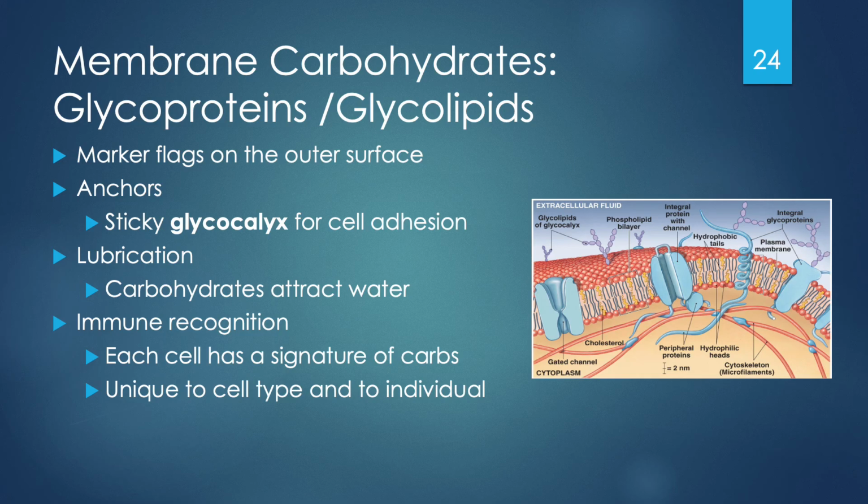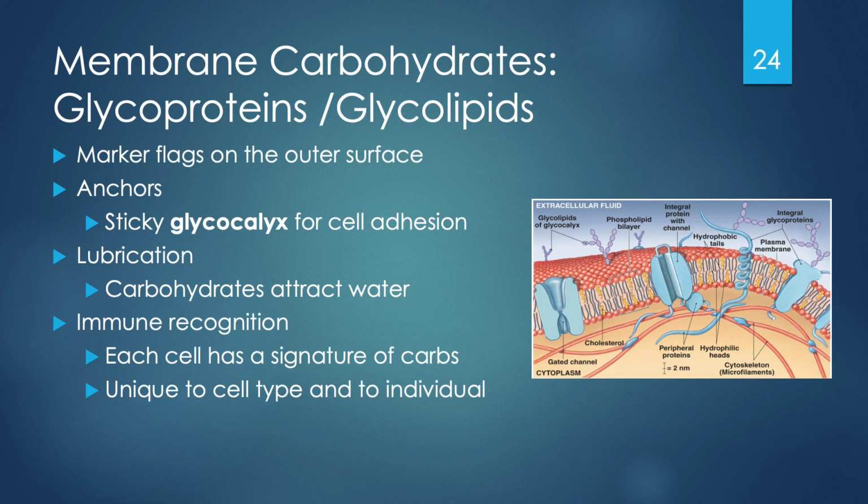These sticky glycocalyx branchings are really important because if they're sticky, they allow the cell to stick to other cells, so it allows for cell adhesion. They also act as flags that help to mark the exterior surface of the cell for a number of things, and this is an important role in immune recognition. Each cell is going to have its own unique signature of carbohydrates on the cell surface, and it's also unique to each individual cell type and to the individual.